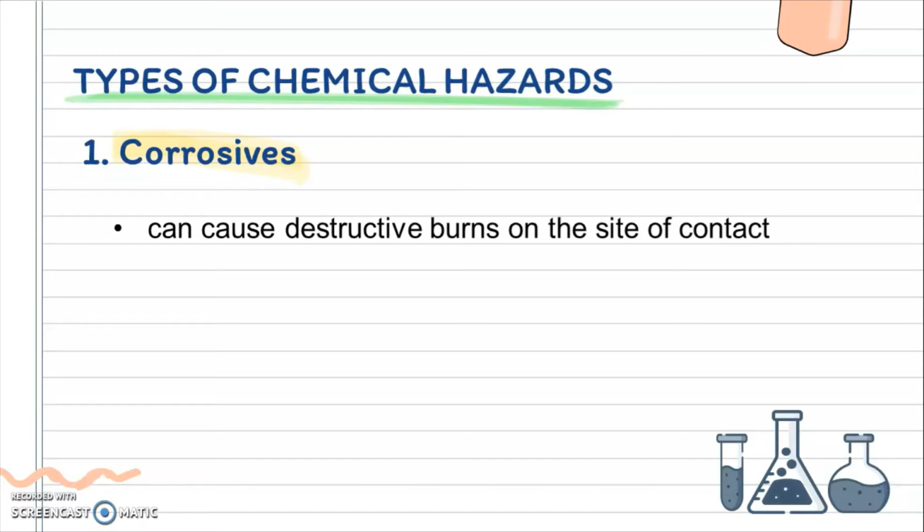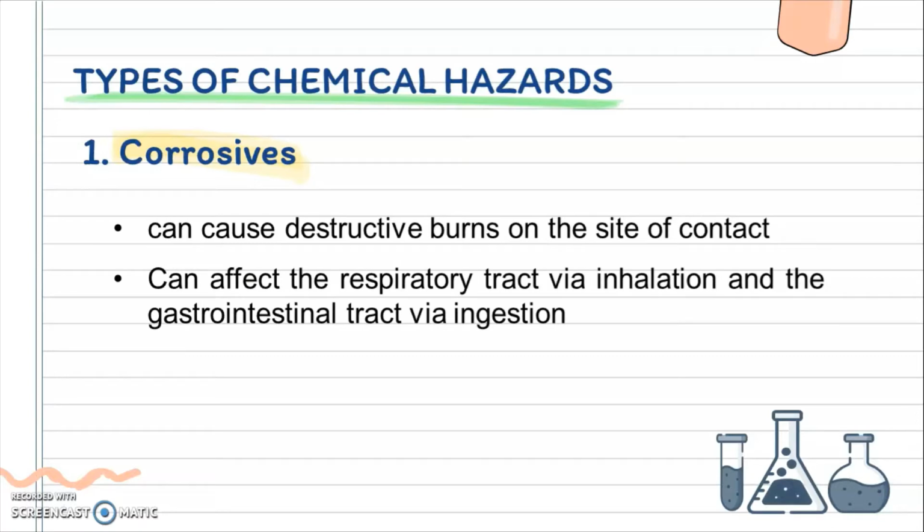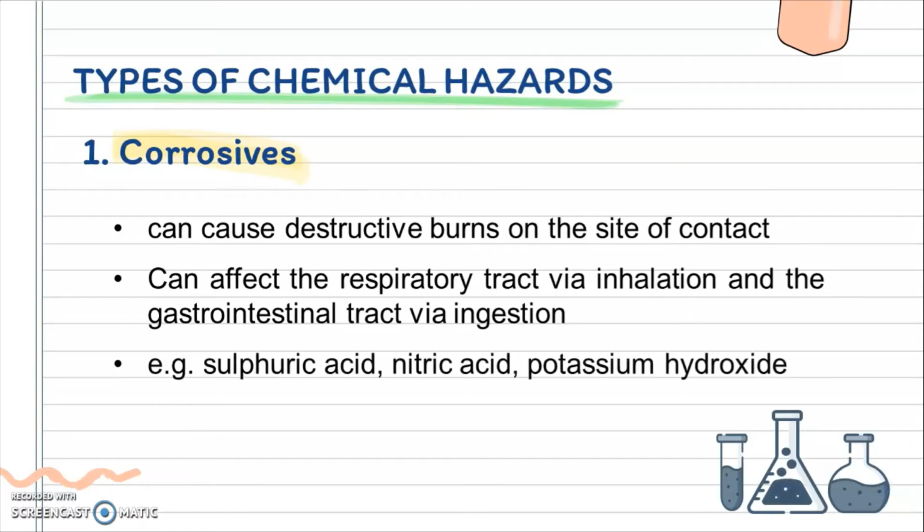Corrosives can cause destructive burns on the site of contact. Ibig sabihin, once na natapon sa balat mo, itong mga substances na ito, ay pwede silang mag-cause ng burns or sugat. Ito din yung mga strong chemicals that can cause corrosion kapag nabuhos sila sa metals. These chemicals can affect the respiratory tract via inhalation and the gastrointestinal tract via ingestion. Some examples are strong chemicals such as sulfuric acid, nitric acid, and potassium hydroxide.